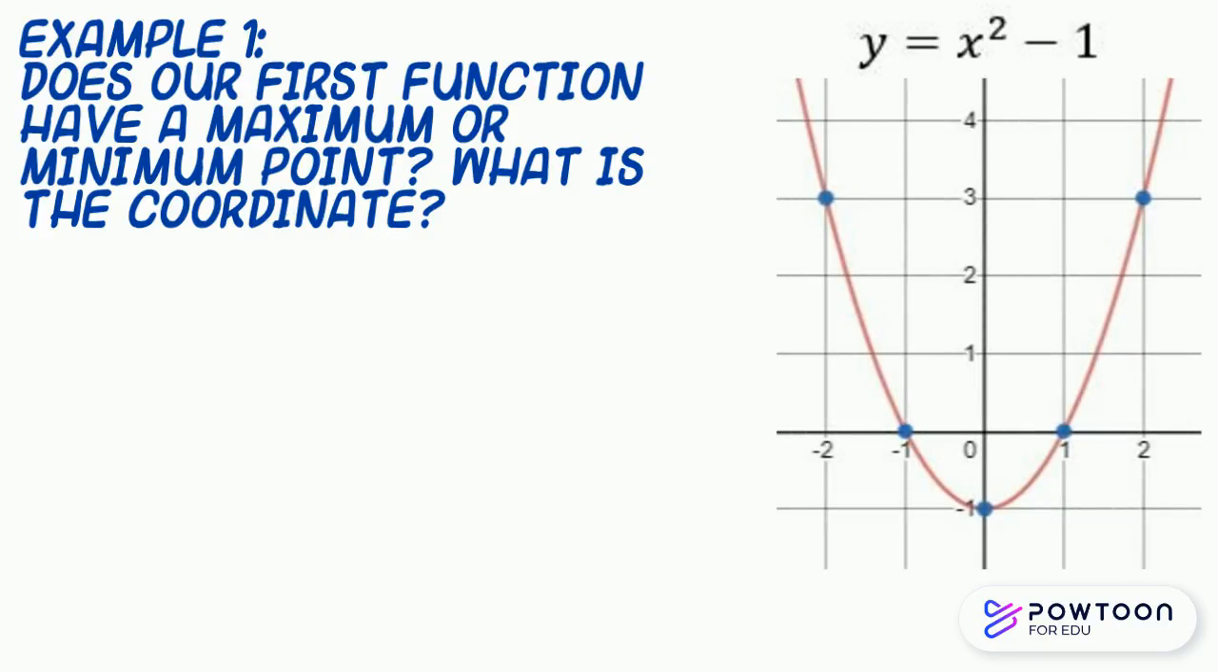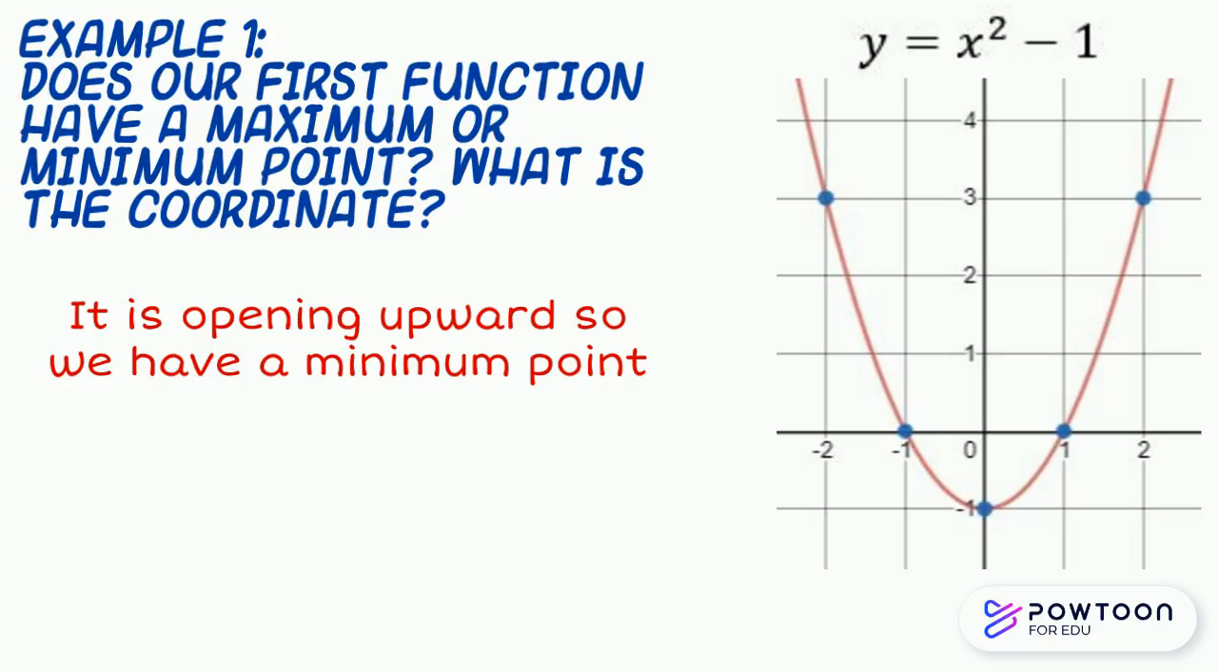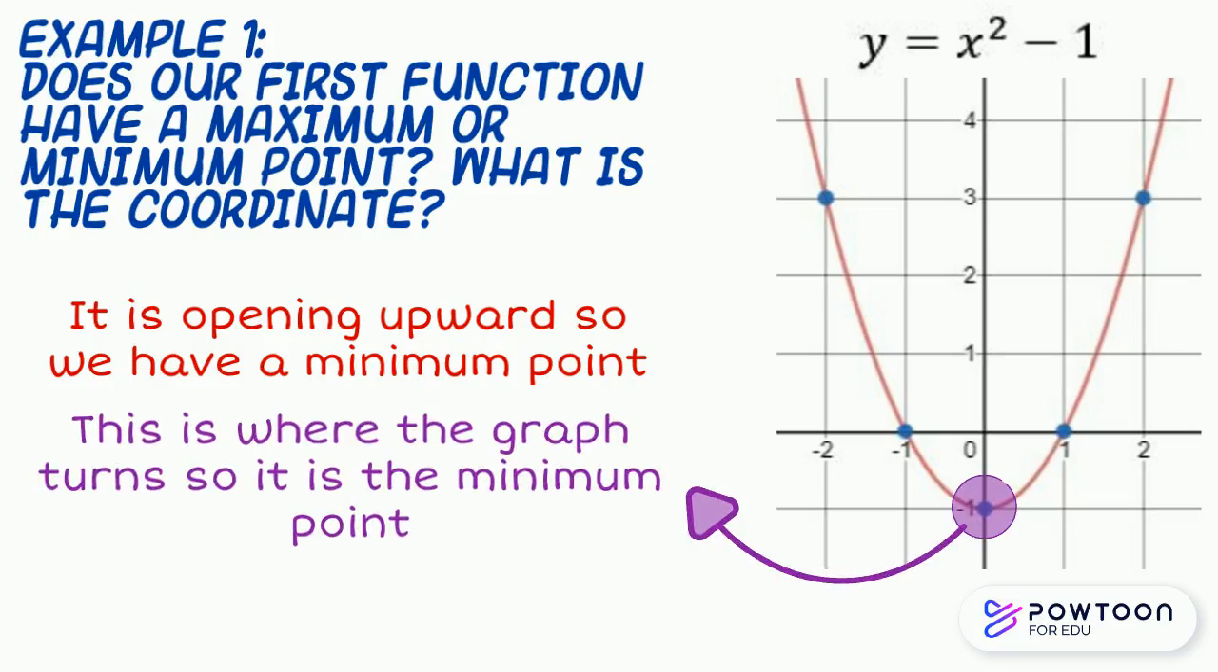Going back to our first example, we want to determine if it has a maximum or minimum point, and then what the coordinate for that point is. So first, this graph is opening upwards, so we know that it's going to be a minimum point. We can also say that there's nothing below the point, so it must be the minimum. Then we can just say it's where it's turning, which is at (0, -1).